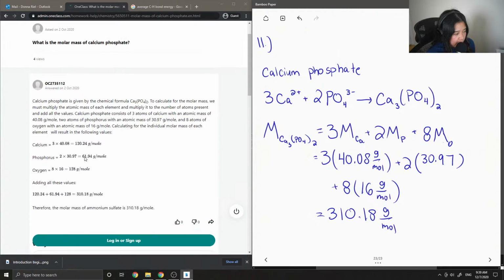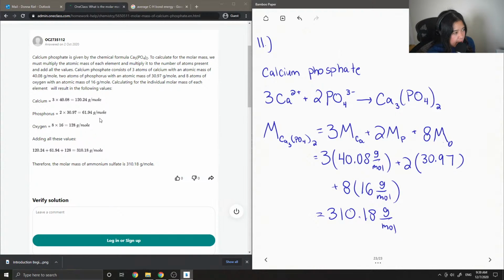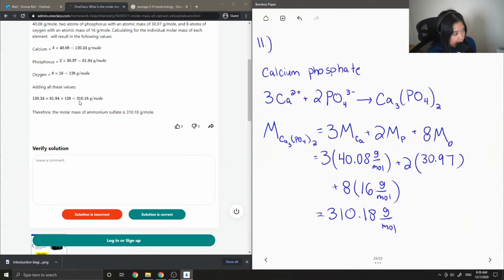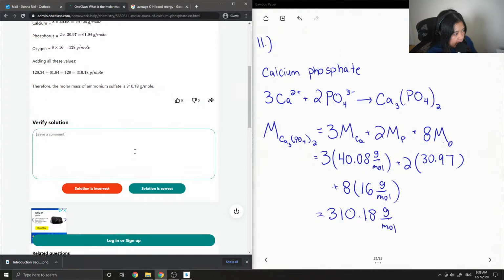So the junior tutor said, calcium phosphate is given by the chemical formula Ca3(PO4)2, we must multiply the atomic mass of each element by the number of atoms present and add all the values. So they showed their work and also got 310.18. So this solution is correct.